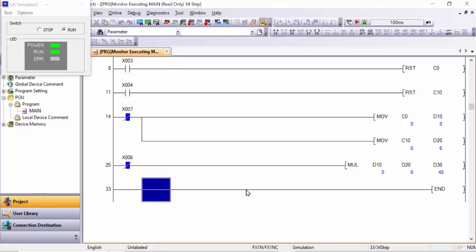And I hope guys you will understand about this multiply command, how we can use it in the Mitsubishi PLC.